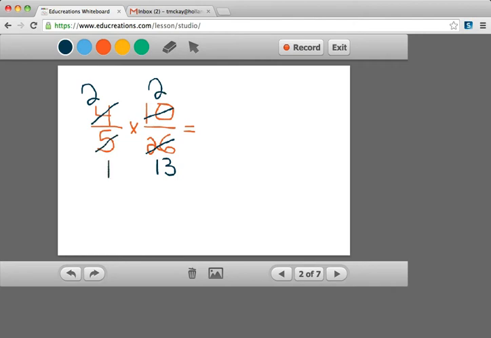Now, to solve this, we simply multiply the numerators. 2 times 2 is 4, and 1 times 13 is 13. So the product of 4/5 times 10/26 is 4/13. This answer is simplified in simplest terms.